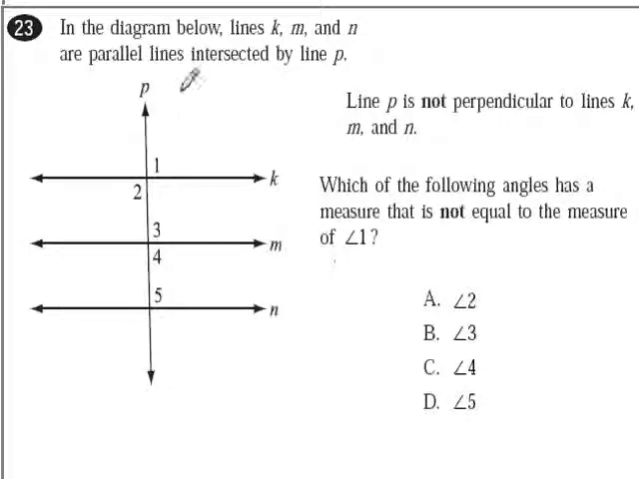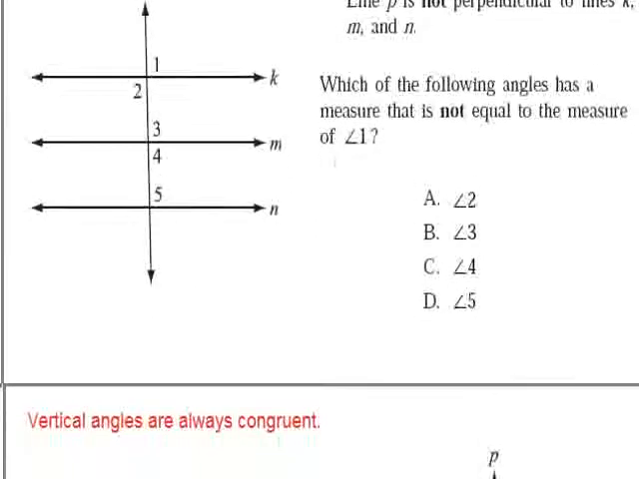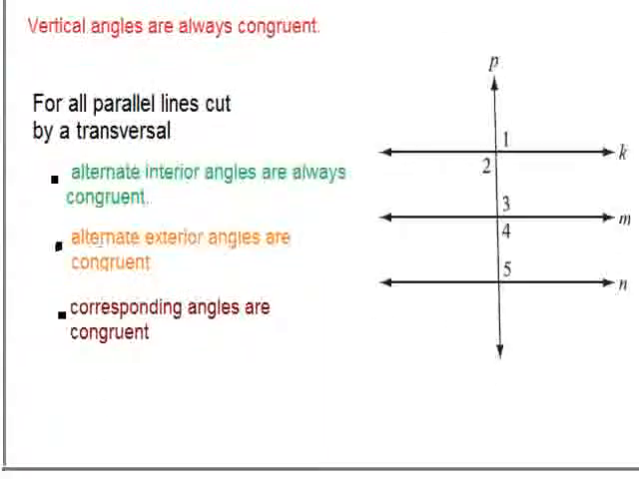So this line P is not perpendicular to K, M, and N. And remember, perpendicular means they meet at a 90-degree angle. If they were perpendicular, then all these angles would be equal. All of them would equal 90 degrees, and we wouldn't have a problem. But you have to recall the rules for angles or angle relationships.